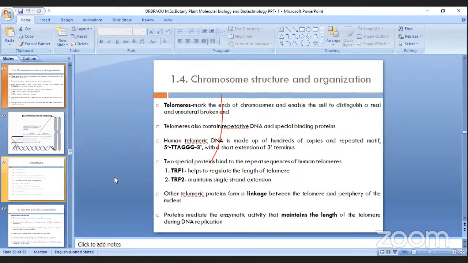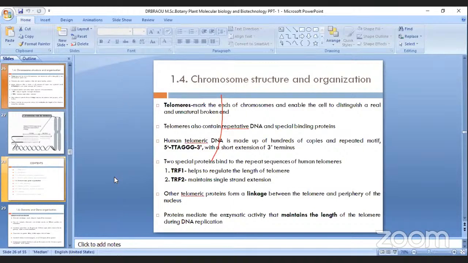What is TRF1? TRF1 helps to regulate the length of the telomere, whereas TRF2 maintains the single-strand extension. So this is the use of the two special proteins present in the telomeres.